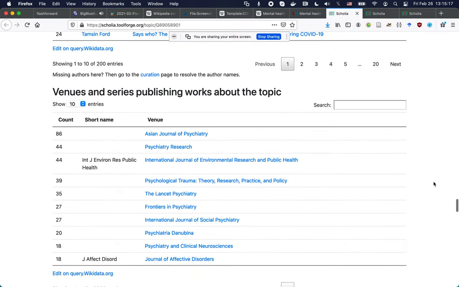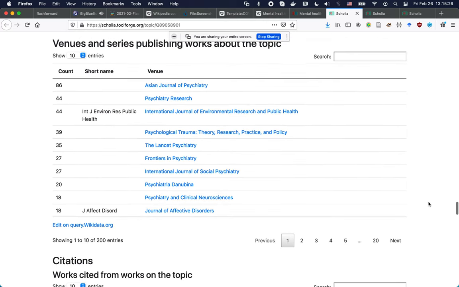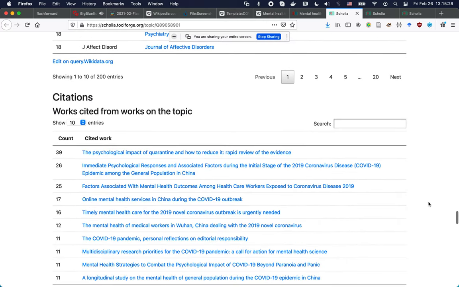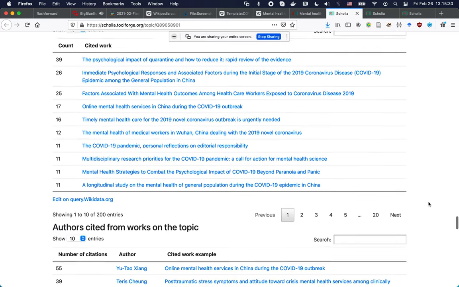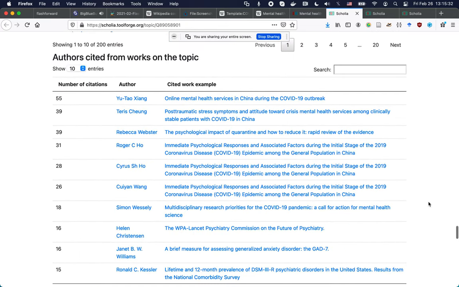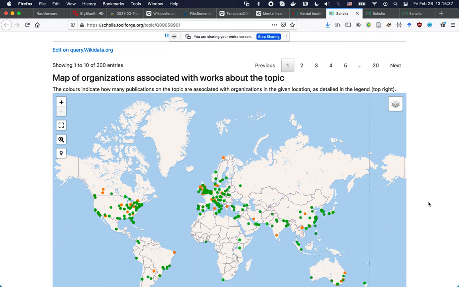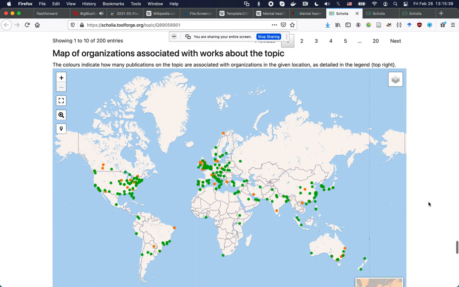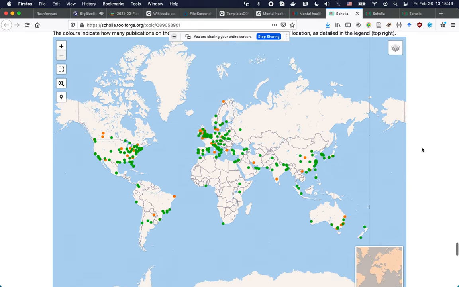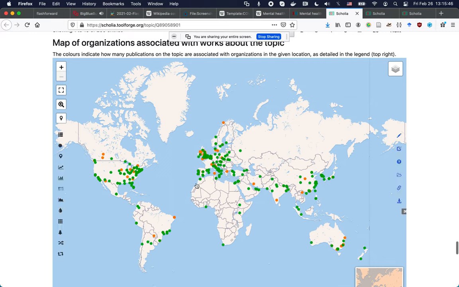Then we get an idea about the journals which publish on the topic. So Asian Journal of Psychiatry is very prominent in this mental health issues about COVID-19. Then, most cited works, most cited authors, and then also a map of organizations associated with works about the topic. That's already interesting. So here you notice on every continent except Antarctica, we have some people who have published on the topic of mental health during the pandemic.